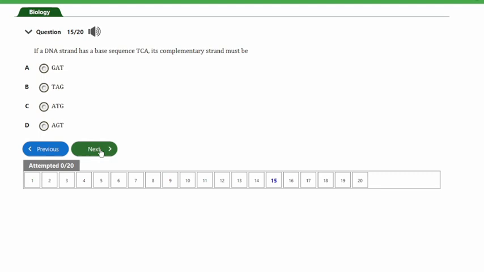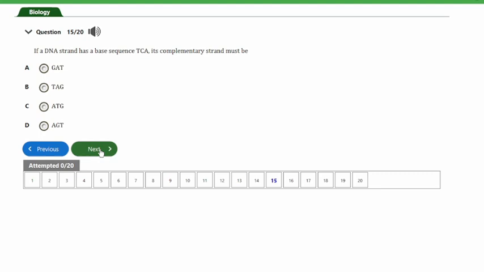We have just 5 more questions to go. So let's look at this question. It says, if a DNA strand has a base sequence TCA, its complementary strand must be A. GAT, B. TAG, C. ATG, and D. AGT. So guys, the answer to this question is option D, and that's AGT.